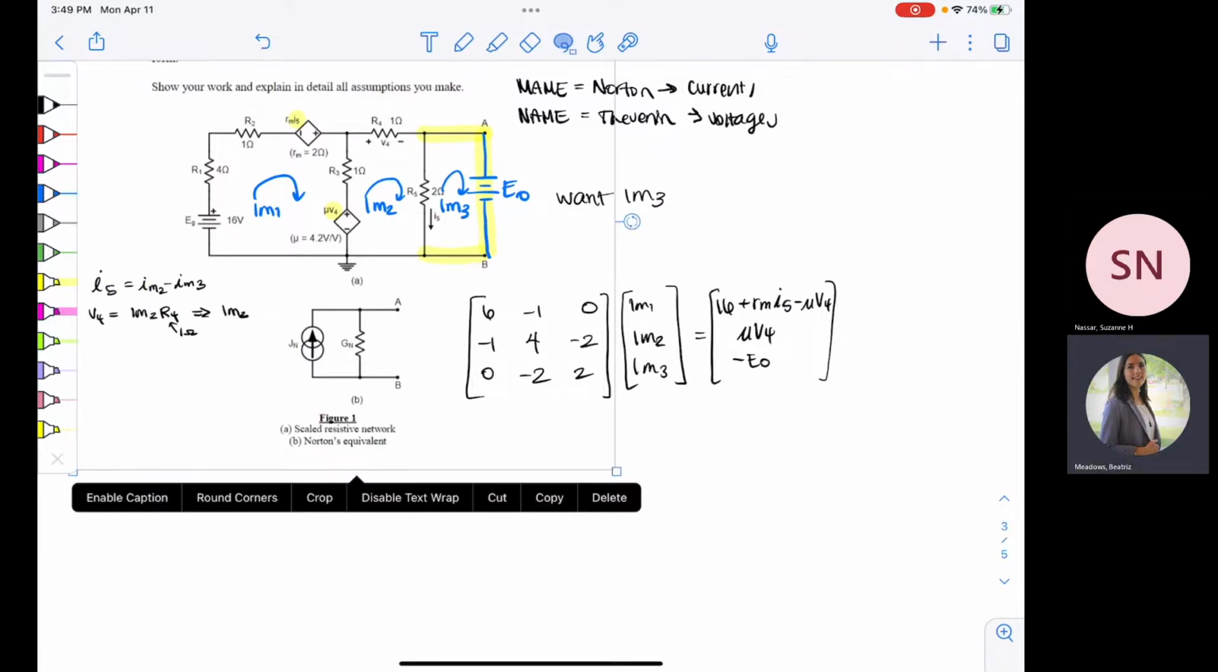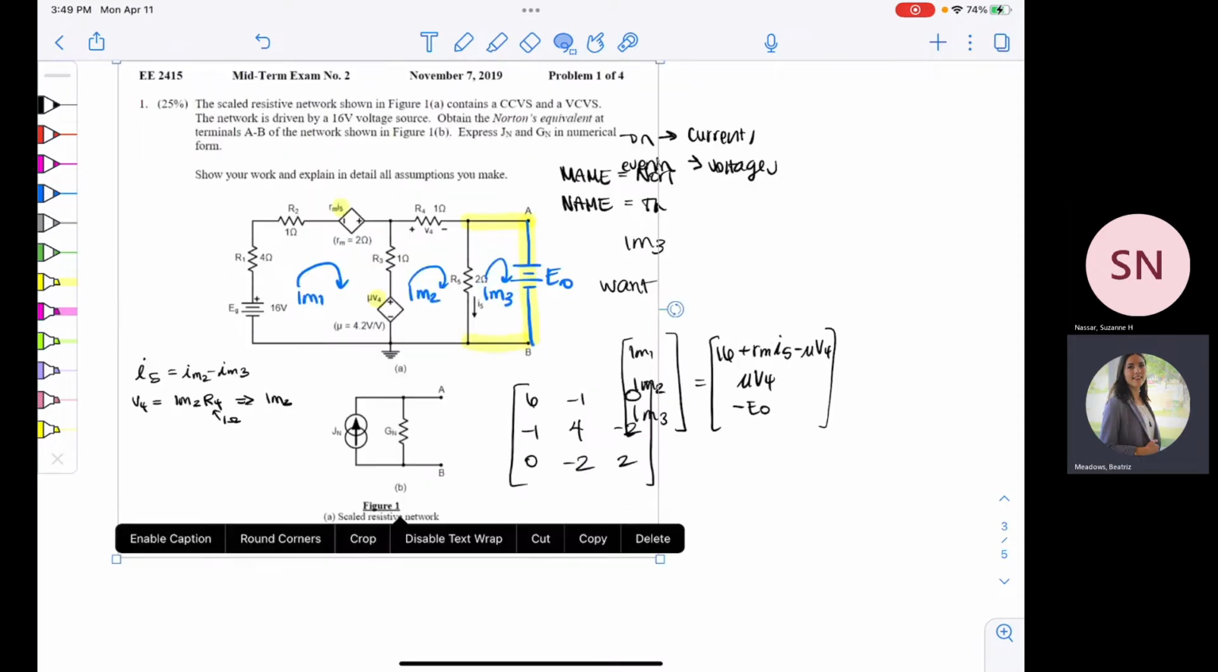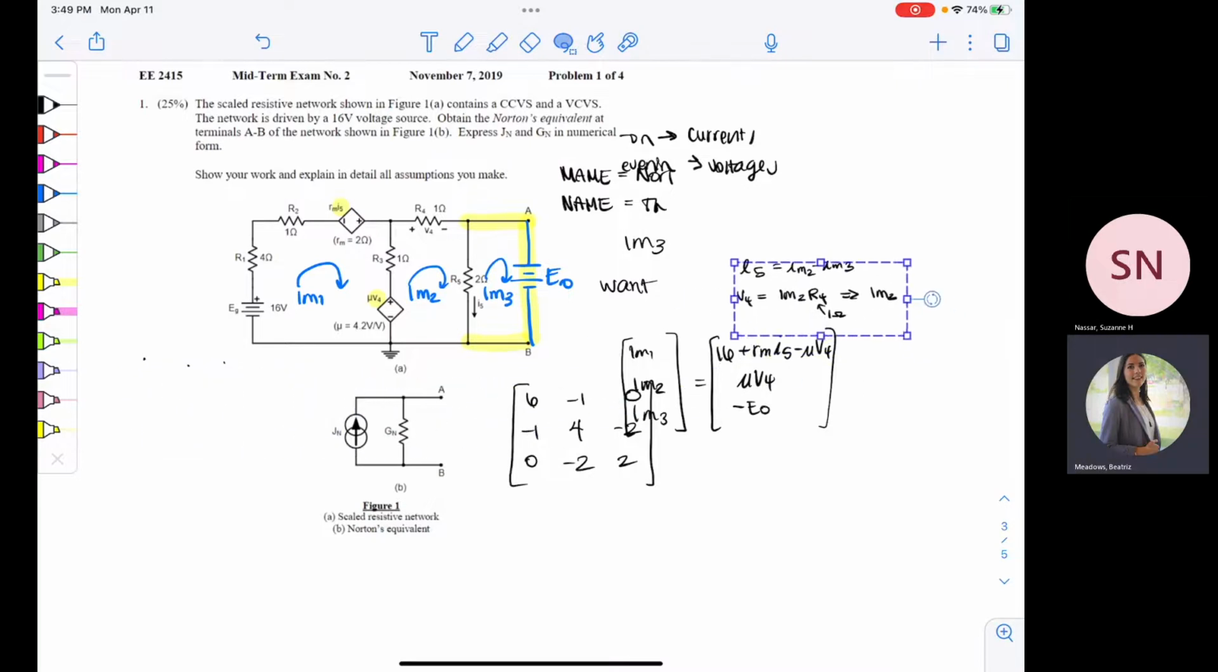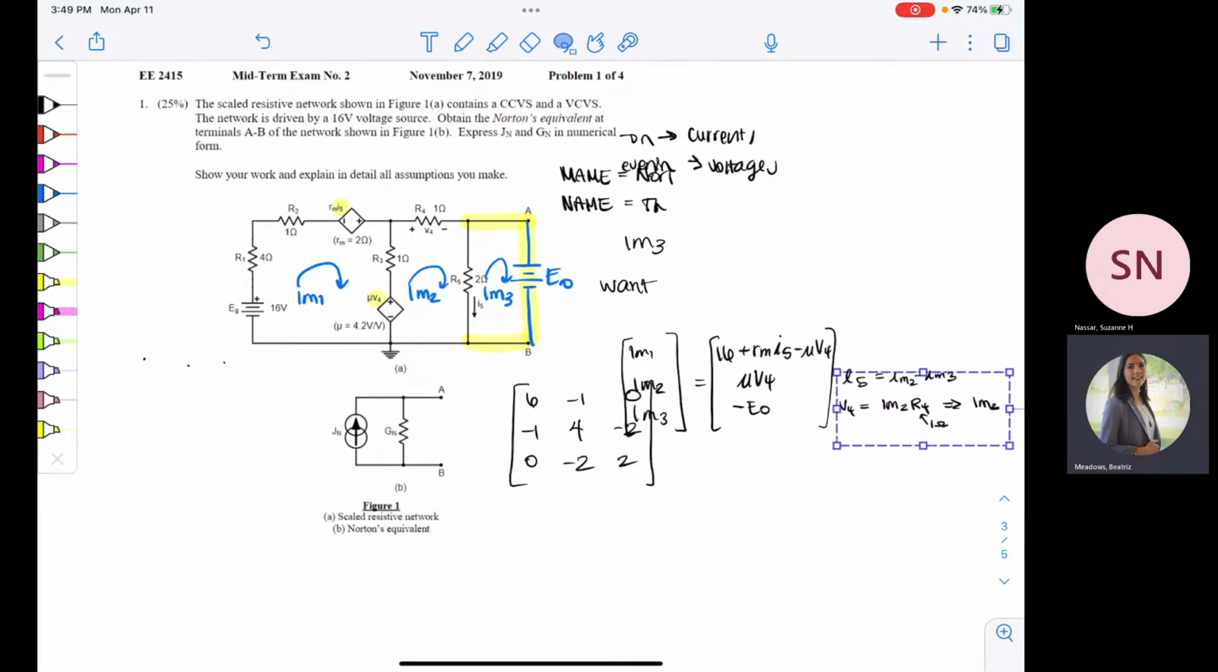Yeah, you can crop it. I just want to take this over here. That's fine. Why are they shifting?